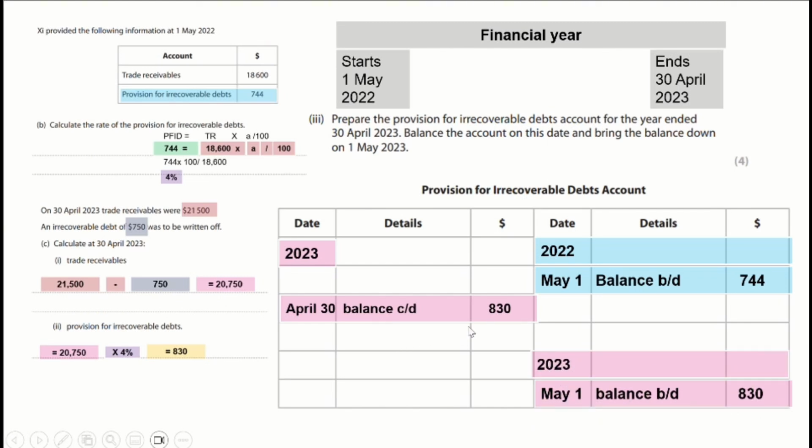As you can see, the debit side is greater. Bring it to the total. Therefore, the difference appears on the credit side. April 30th, 2023, income statement 86. Therefore, it goes under expenses in the income statement.